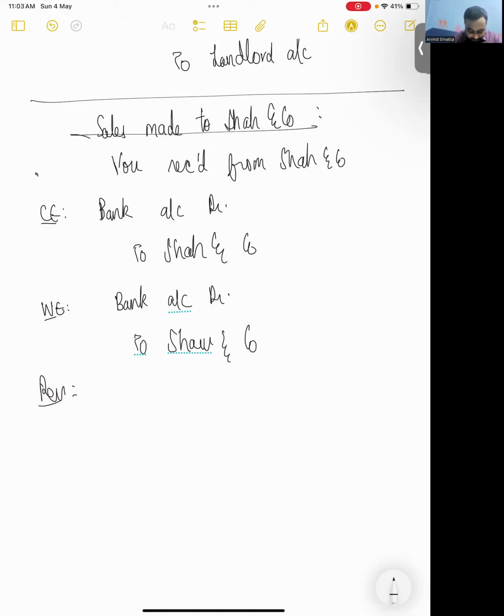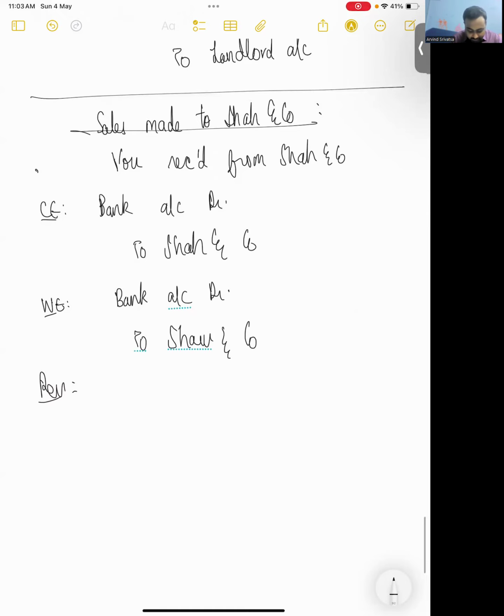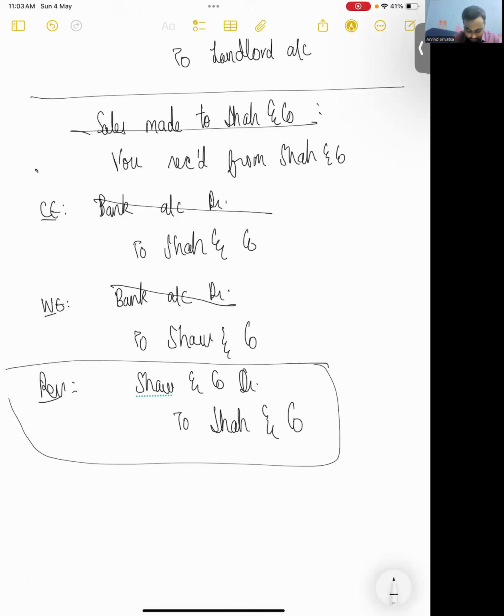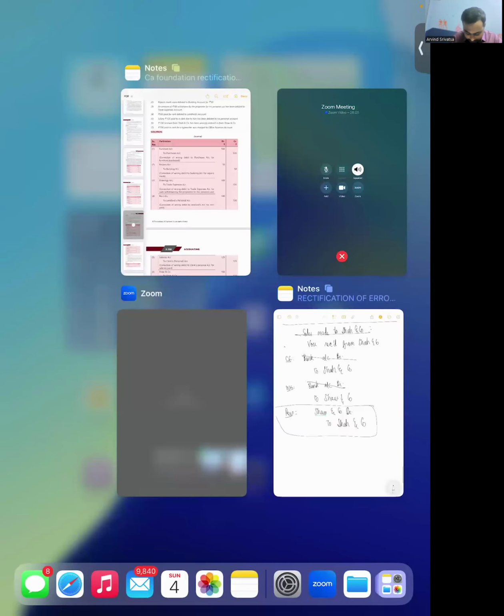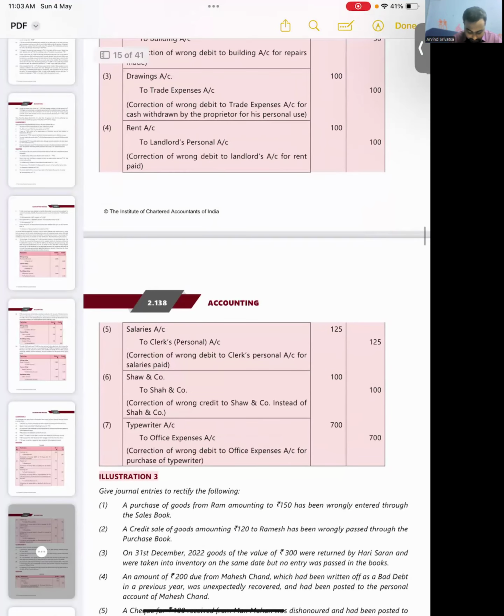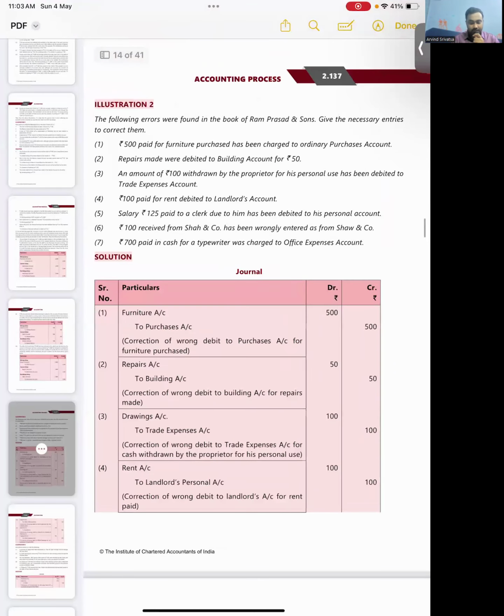So basically, your bank will be reversed here. So this will be knocked off. Your rectification entry: you wrongly credited Shaw and Co. You need to debit Shaw and Co. Debit to Shaw and Co. Perfect. Yes, sir. Perfect. Next, 700 paid in cash for a typewriter was charged to office expense account.